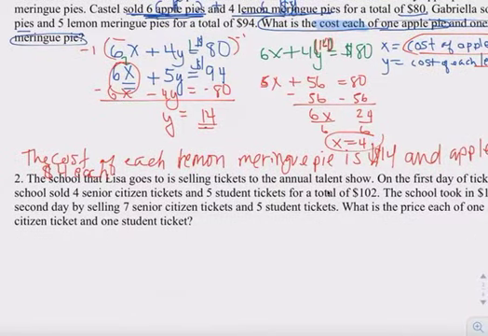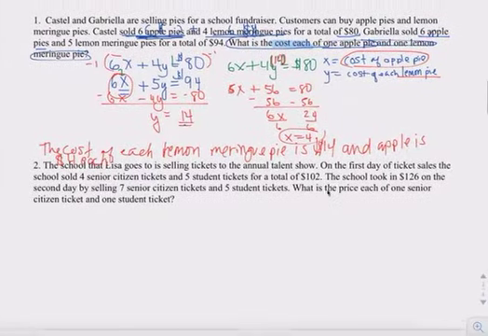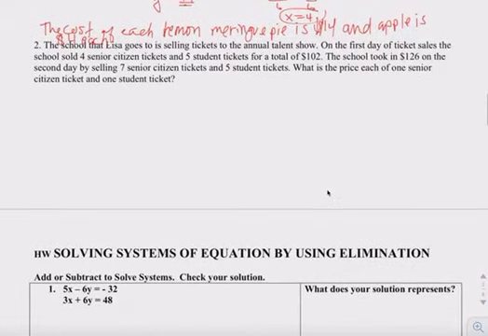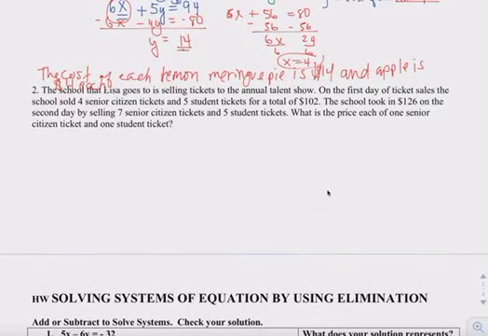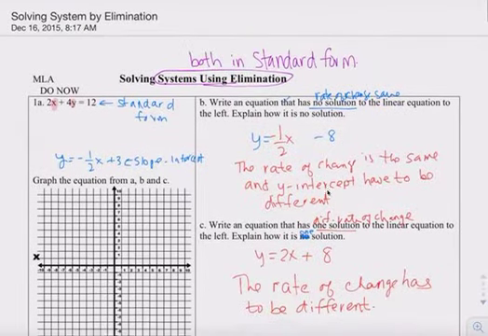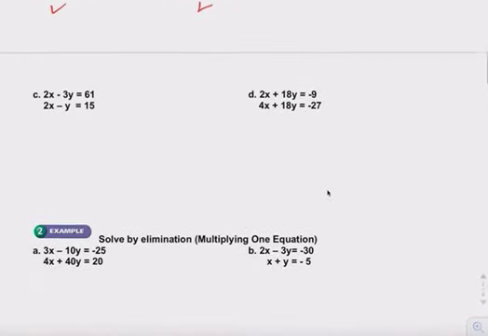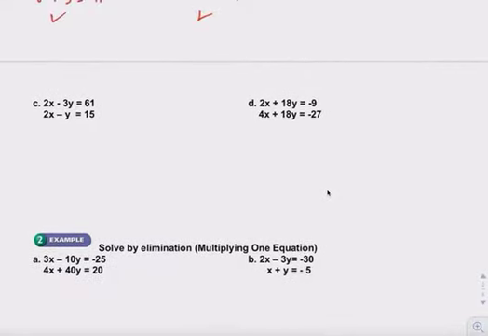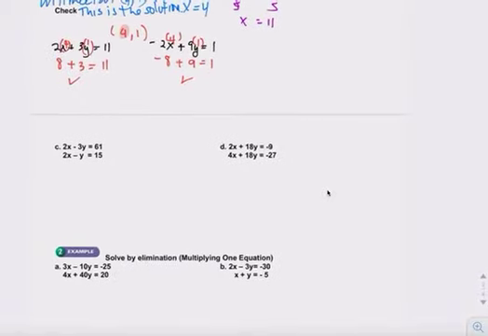The school that Lisa goes to is selling... you know what, I'm going to do this in class tomorrow. I don't want to do this with you guys because most likely there's a kid that won't watch this and I need to go over it in class. So we'll leave this alone so I can go over it in class tomorrow. And let's use elimination. I think most of you guys are good with this.